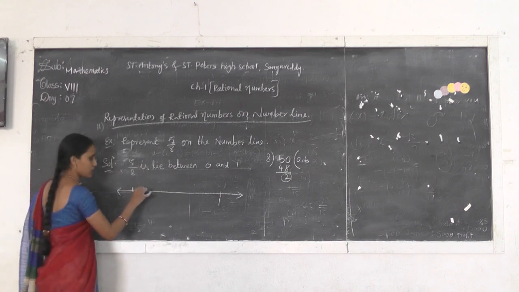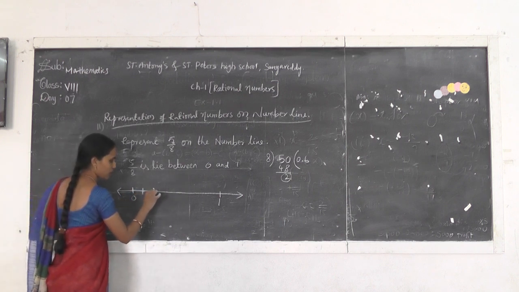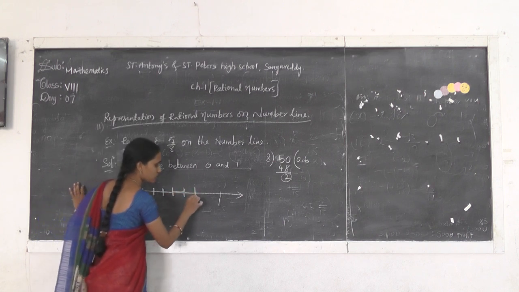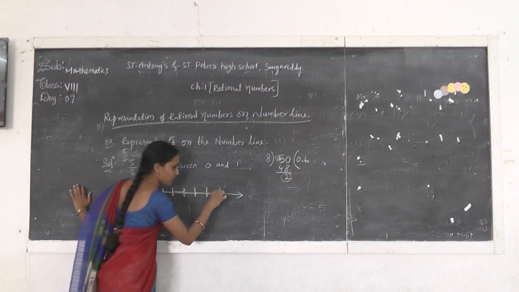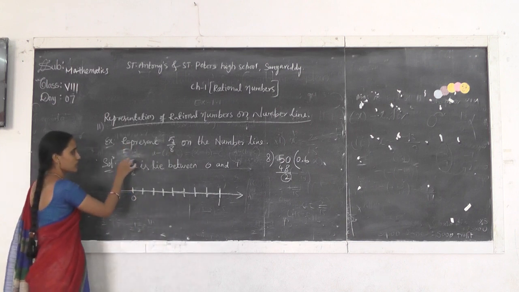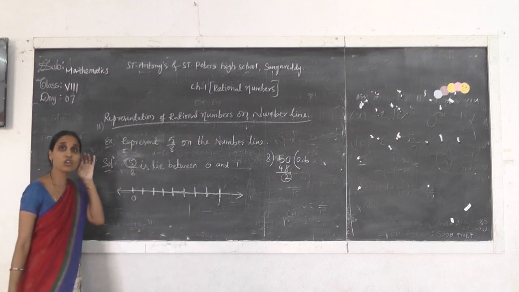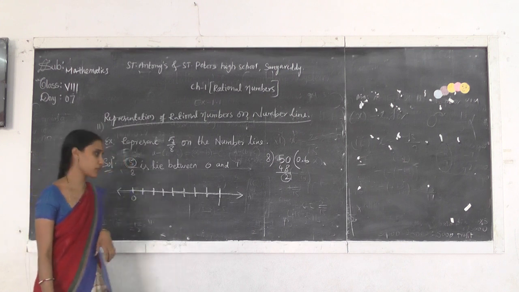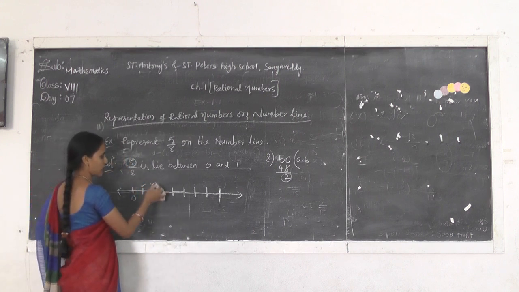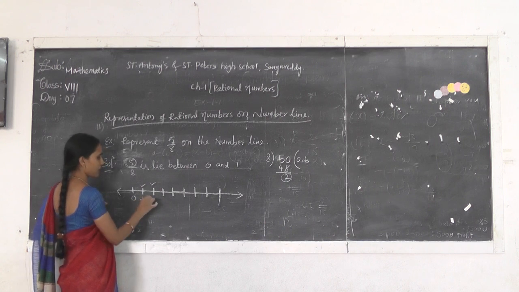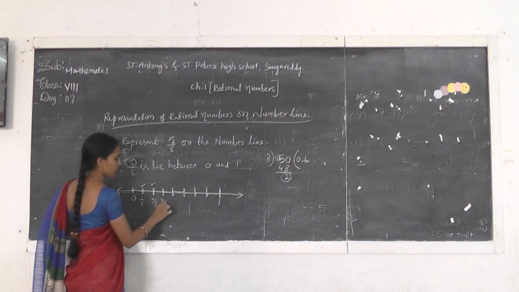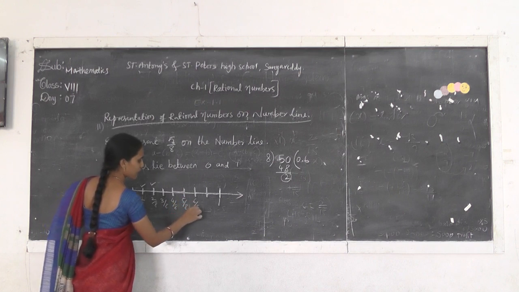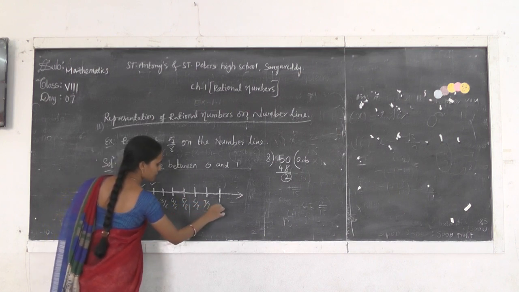Let's see. This is one part, second part, third part, fourth part, fifth part, sixth part, seventh part. This is the 8th part. Now what is the numerator? We have to select the 5th part from that. So this is 1 by 8, 2 by 8, 3 by 8, 4 by 8, 5 by 8, this is 6 by 8, 7 by 8, this is 8 by 8.